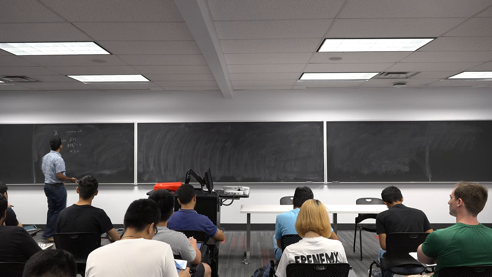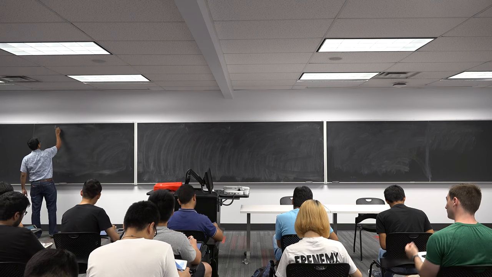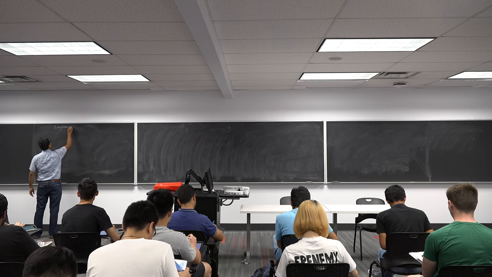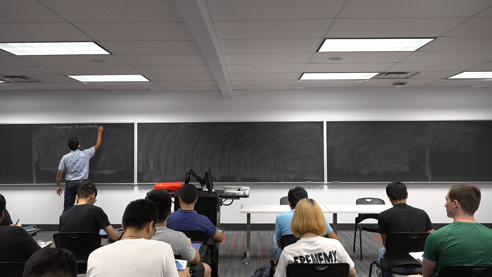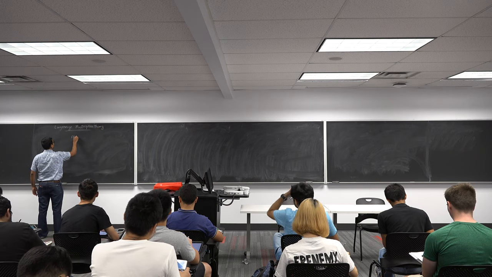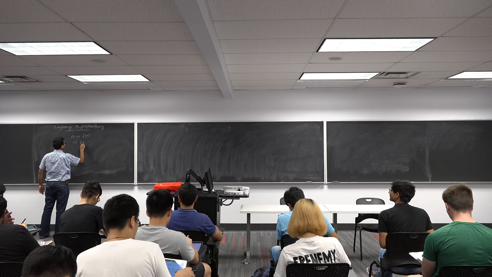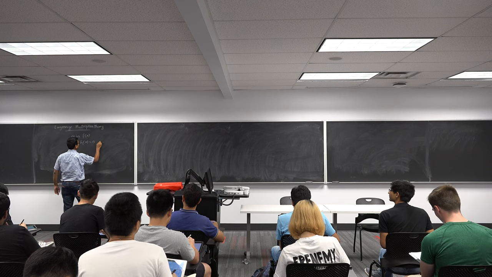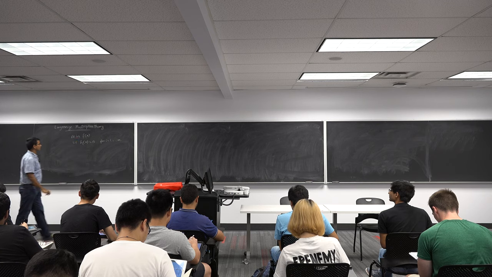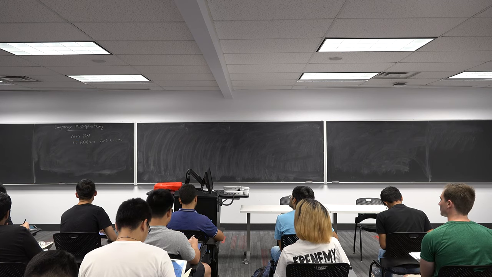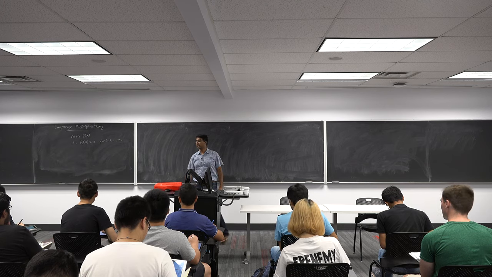In general, we will write the optimization problem in the following format. Minimize f(x) such that h_i(x) is equal to 0 for i equals 1 to m. That's the general optimization problem that we'll be concentrating on for the next couple of weeks.